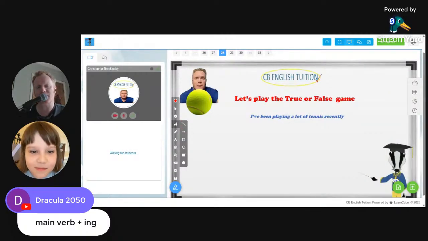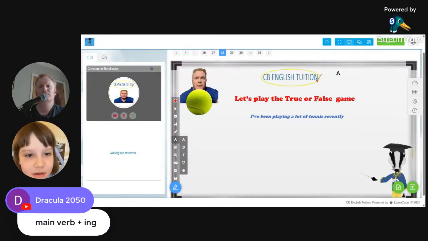Which game is this? The true or false game. Yeah. So somebody makes a sentence and we must decide if it's true or false. Okay. And Chris, teacher, has started with the first sentence. And what did I write? False. What do you mean, false? Well, can you read the sentence first? I've been playing a lot of tennis recently.